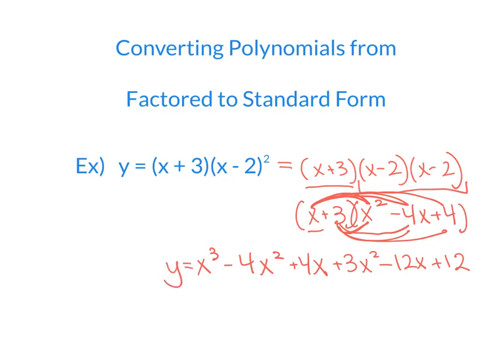And now I'm going to go through and combine like terms. I have two x squared terms. So there's my cubic term. You can now see the degree is 3. When I combine my x squared terms, I get negative 1, or just negative x squared. I'm going to combine my two x terms. 4x minus 12x is negative 8x. And then the last term, the constant term, is 12. From this, we can see that our y-intercept is 12.